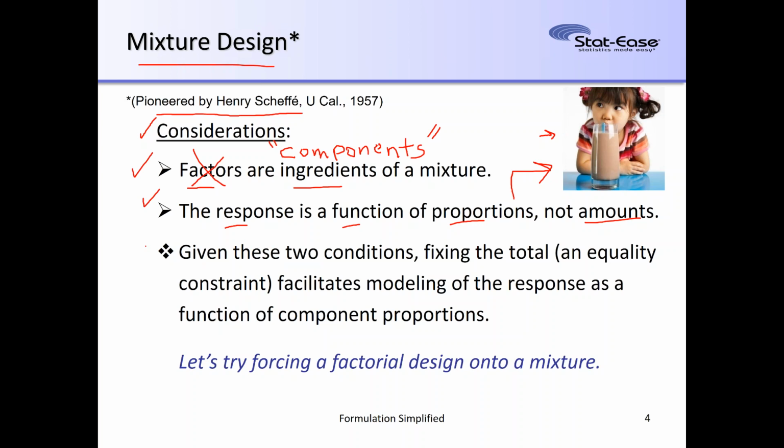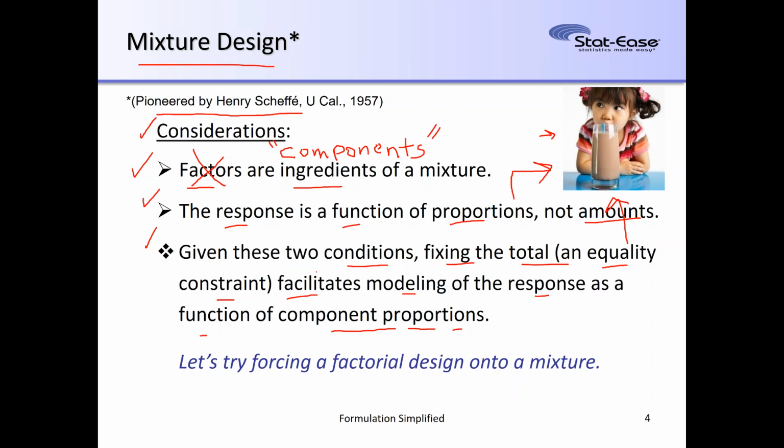And then finally, given these two conditions, if we fix the total, which is an equality constraint, and this total could be 1 glass, for example, or 100 weight percent, it will facilitate the modeling of the response as a function of the component proportions.